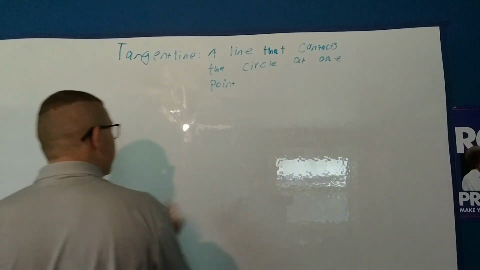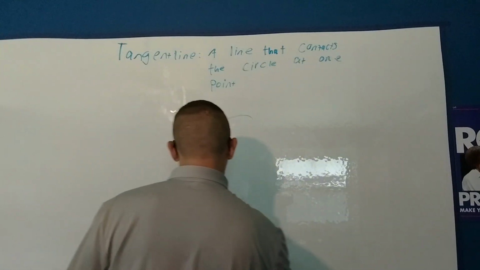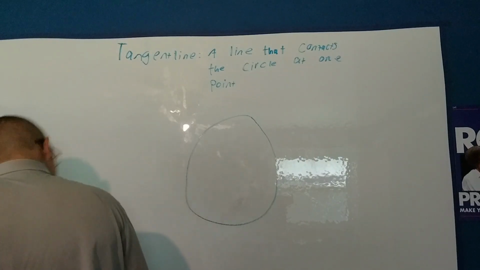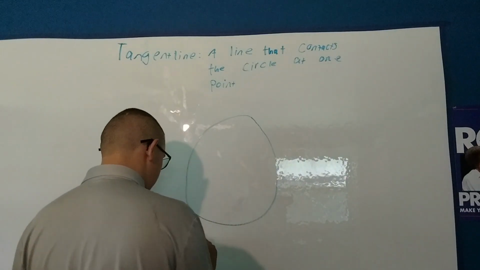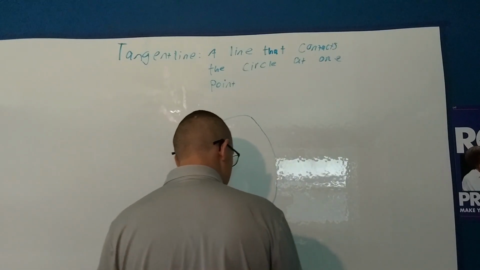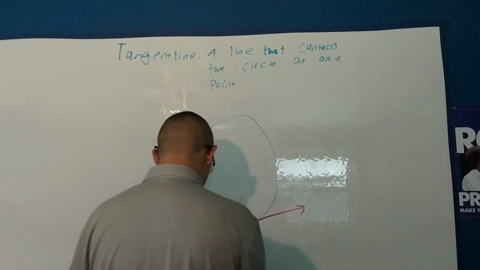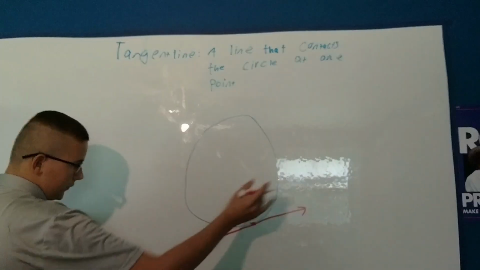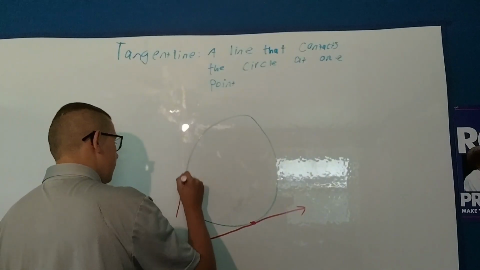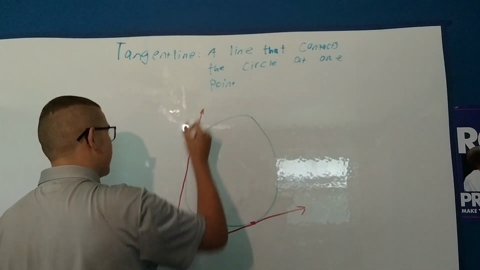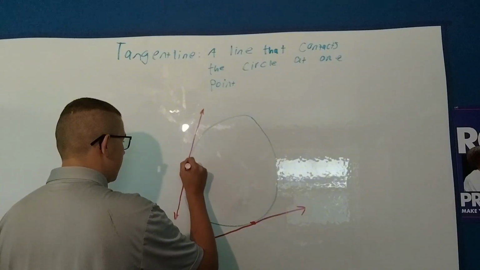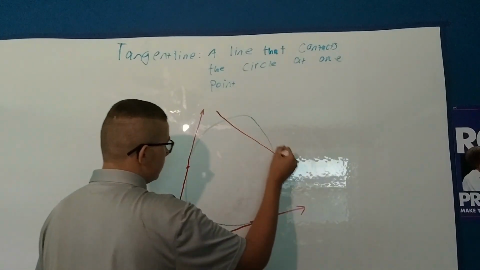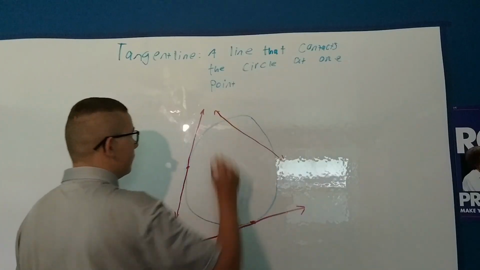So what that would look like is if you have your circle, a tangent line to this might be something like that, where it only touches right there and it goes on. Or something like this, where it touches right there and then it keeps going, as opposed to going through it like that.